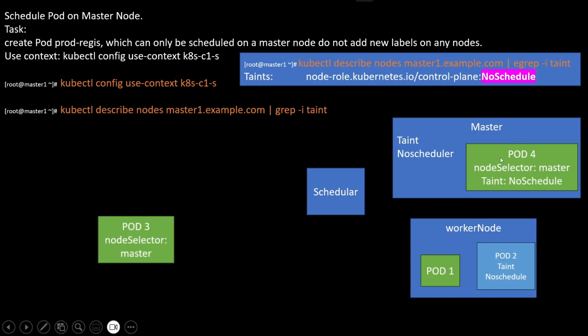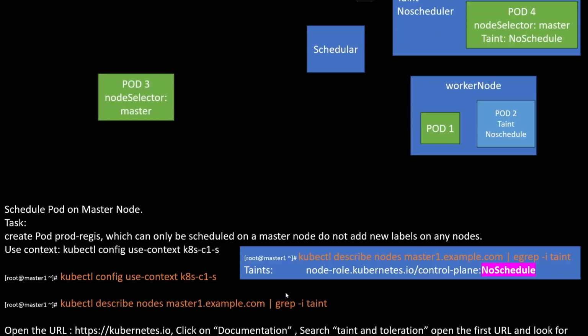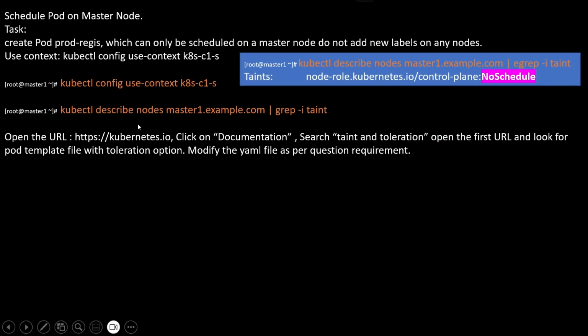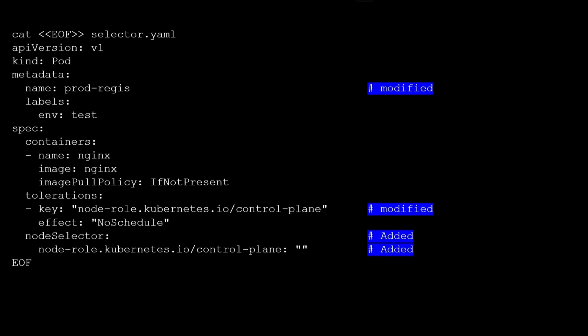So from this example, we get to know that for our pod config, we need to add two things here: node selector and toleration. So let's get back to our business and open the kubernetes.io webpage. Click on documentation, search taint and toleration. Open the first URL and copy the toleration option. Modify the YAML file as per your question requirement. How can we do that?